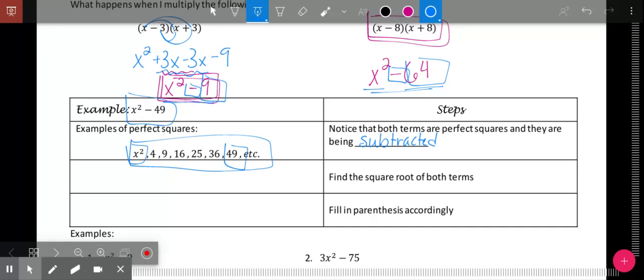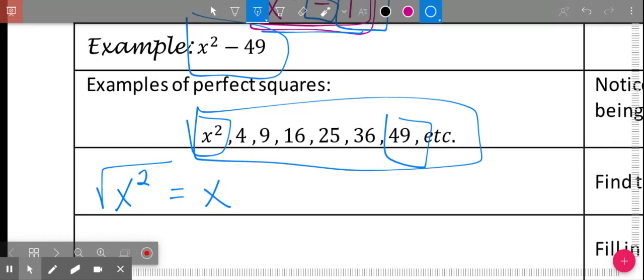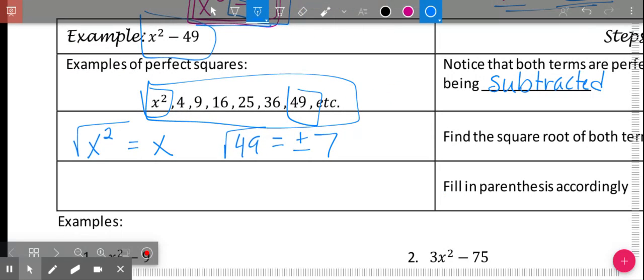So now we're going to find the square roots of both terms. So the square root of x squared just gives me x. And the square root of 49 is just plus or minus 7, right? Because 7 times 7 is 49. And then we're just going to fill in our parentheses accordingly. So the x is going to go up front. And then we're going to bring the plus 7 to the first and the minus 7. All right, and that's all we have to do.